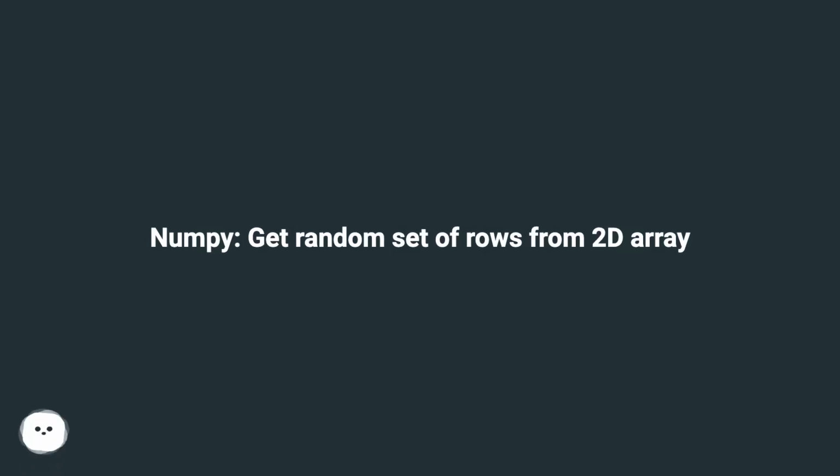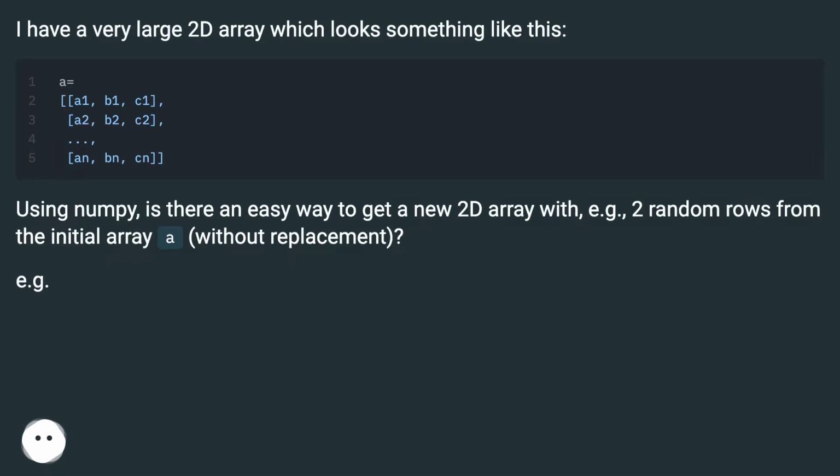NumPy: get a random set of rows from a 2D array. I have a very large 2D array which looks something like this. Using NumPy, is there an easy way to get a new 2D array with, e.g., 2 random rows from the initial array A without replacement?